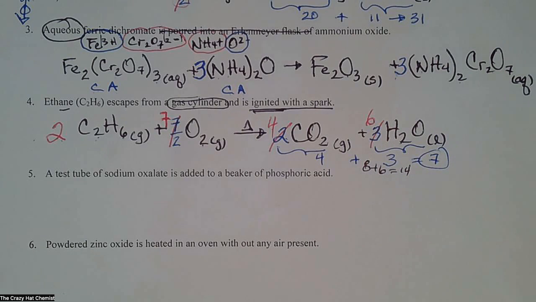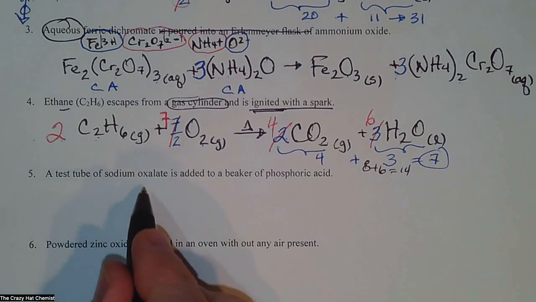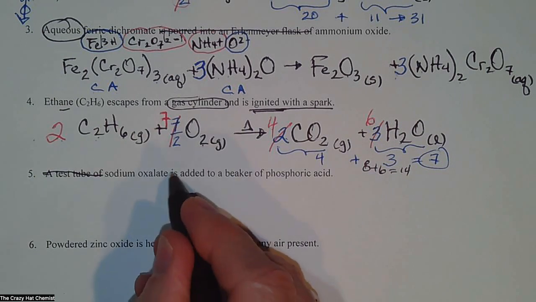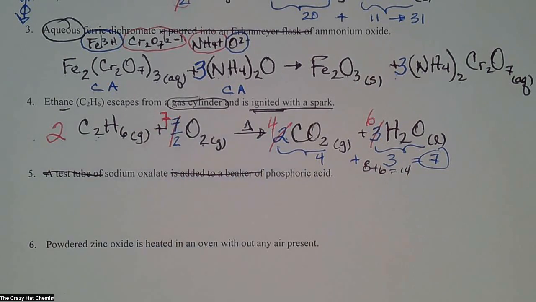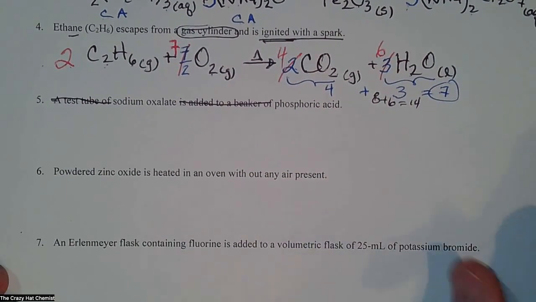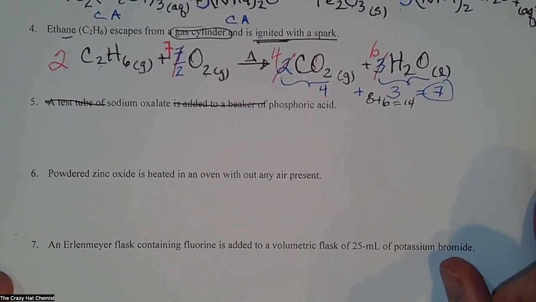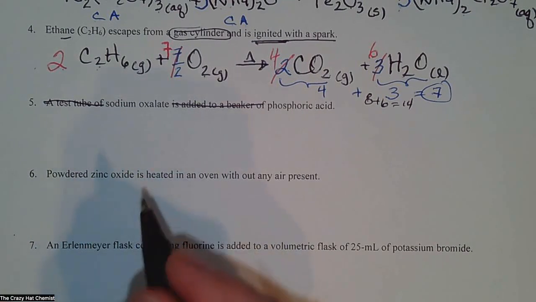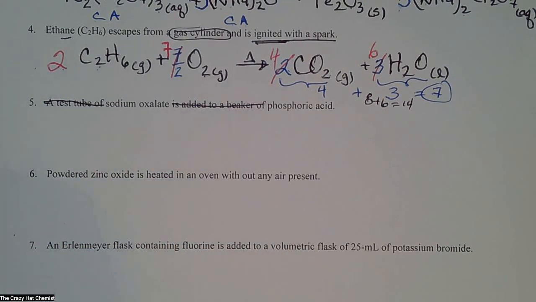Okay. Now let's do number 5. Here we got number 5, and it says that we have a test tube of sodium oxalate. Okay, so who cares if it's a test tube? It is added to a beaker of phosphoric acid. So I'm crossing out words that really don't matter for us. Okay, moving this up just a little bit here so we can go on to this next problem. Perfect. Okay, and so sodium oxalate, again, what we're using is our periodic trends. Sodium is a group 1, it's a +1.